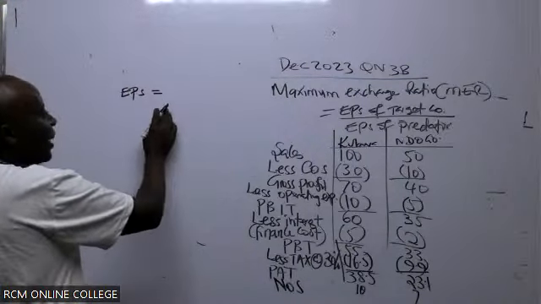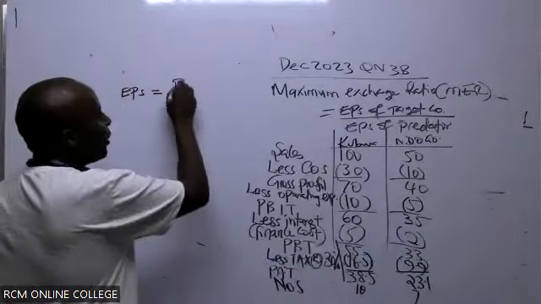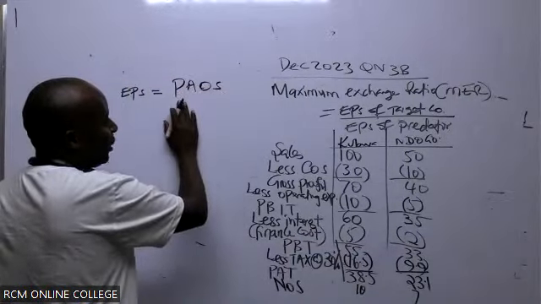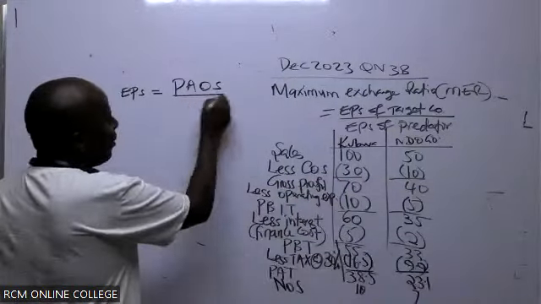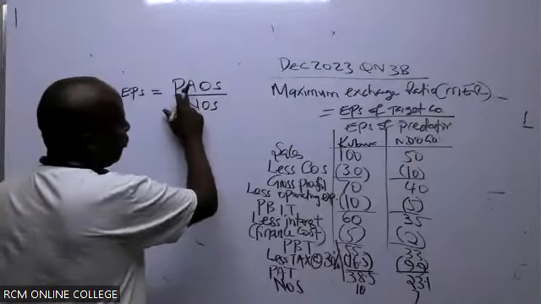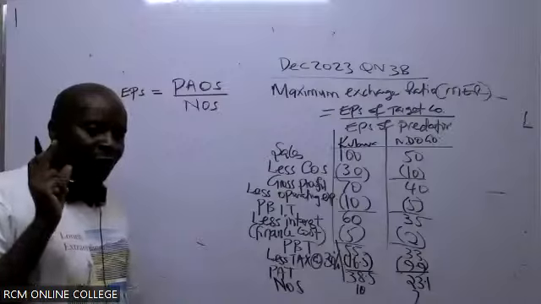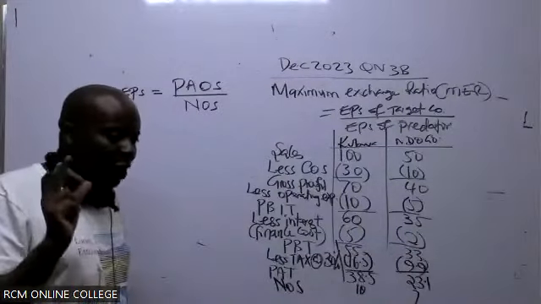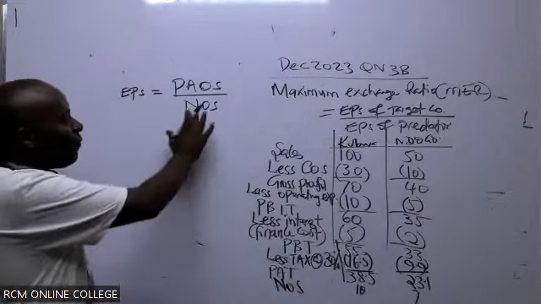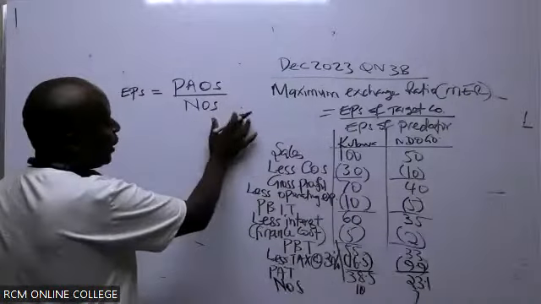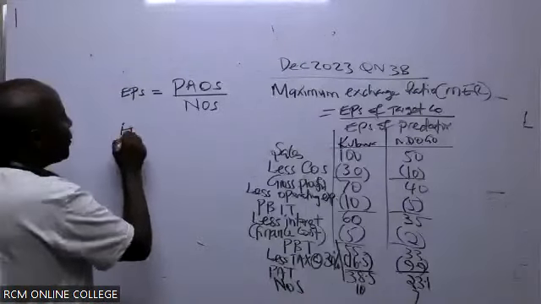So EPS, remember, is what we call profit attributable to ordinary shareholders, PAOs. Here, there is nothing to be weighted. So divided by NOS. Please write this in full: profit attributable to ordinary shareholders, all over number of ordinary shares. So then I can very comfortably come and give them EPS.